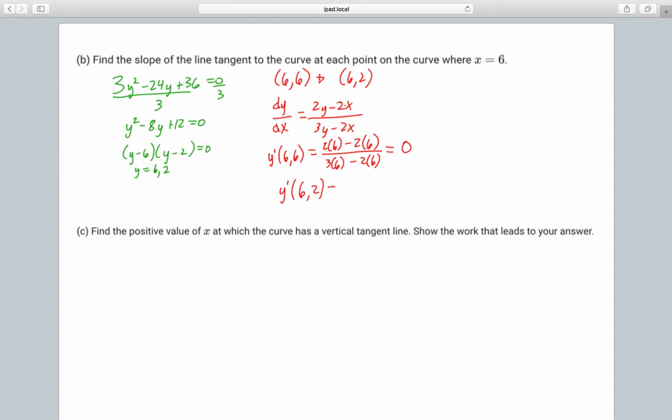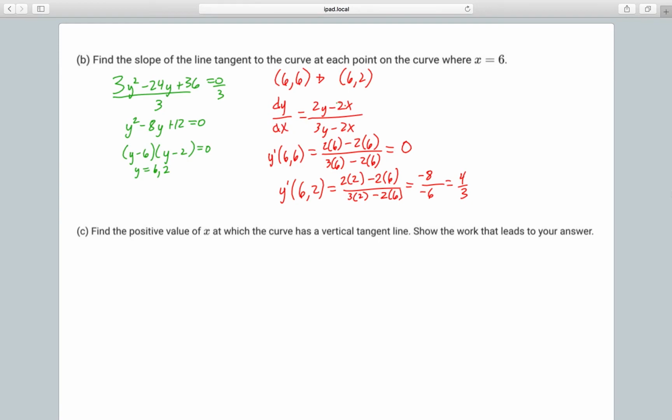And then let's look at y prime at (6, 2). So we get 2 times 2 minus 2 times 6 over 3 times 2 minus 2 times 6. So what is that? In the numerator we have 4 minus 12, which is negative 8. In the denominator we have 6 minus 12, which is negative 6. So this is positive 4 over 3.